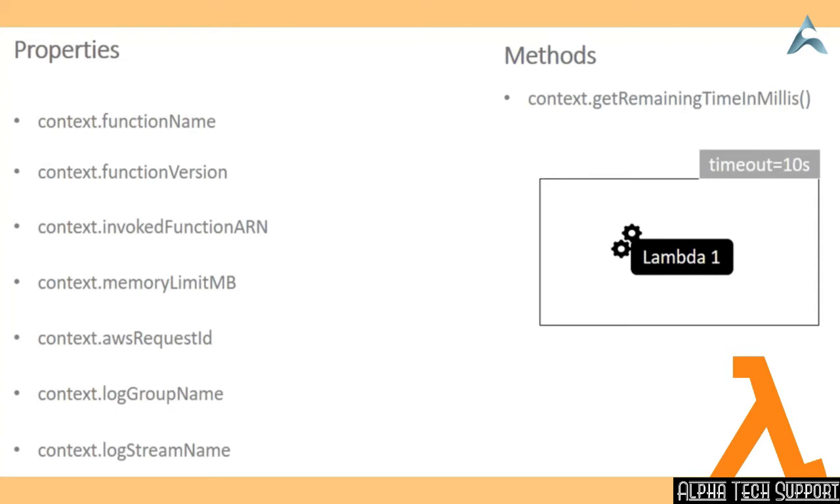We can check the memory limit in MBs. We can check the AWS request ID. We can find the log group name or log stream name. Similarly, there are various methods actually, but one of them is most useful. It is to find the remaining time in milliseconds for timeout.